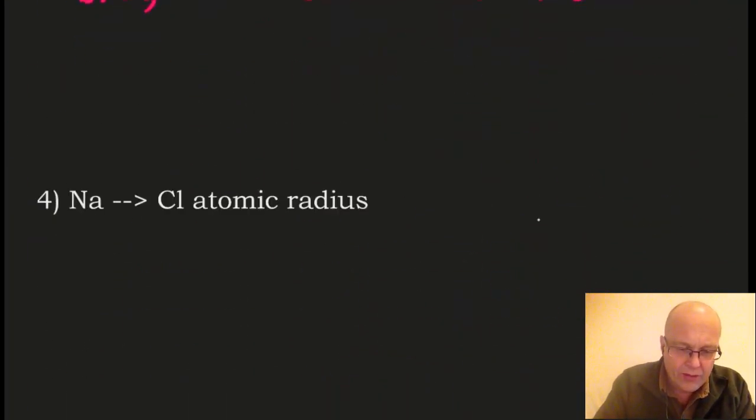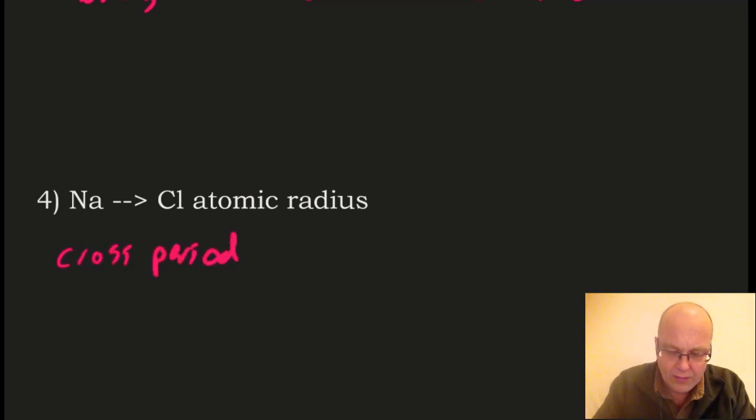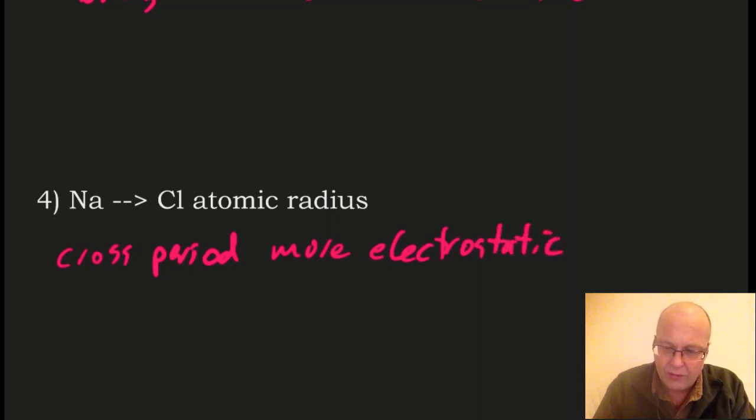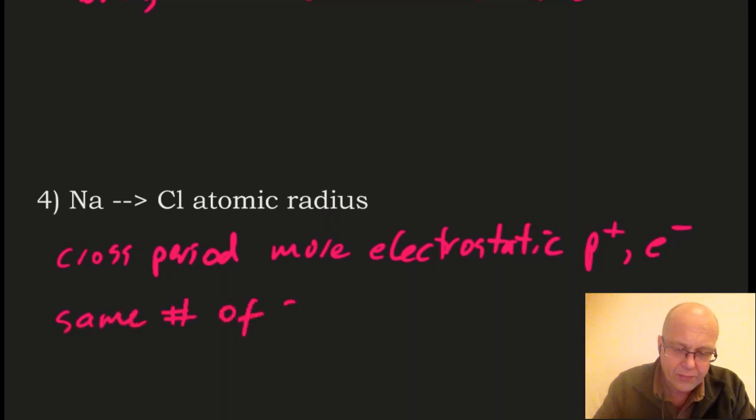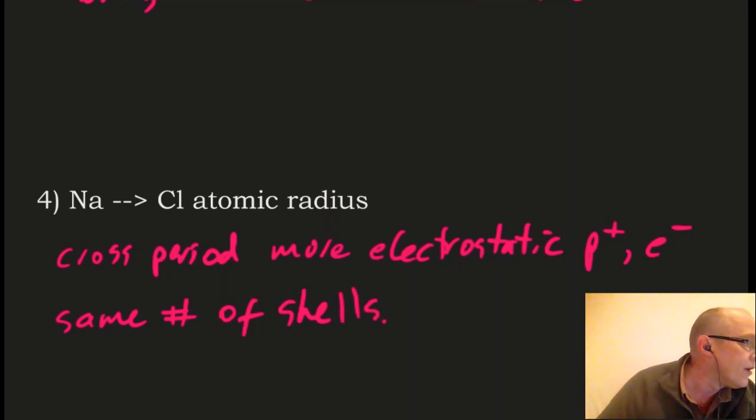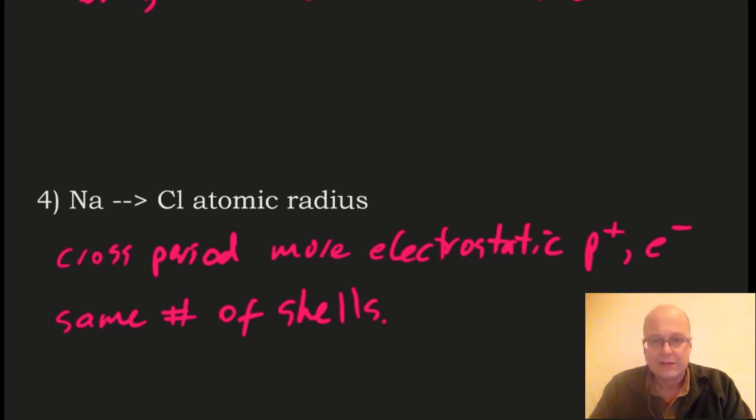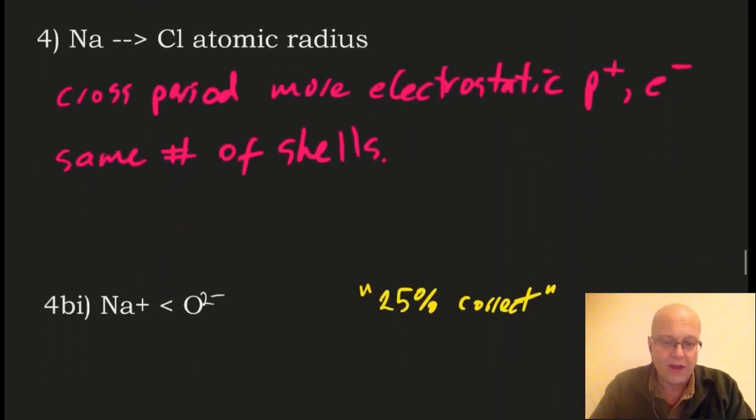So as you cross the period, there's more electrostatic attraction. That's just a clever way of saying plus attracts minus, so between the protons and the electrons. That's the first point. And the second point is there's the same number of shells, or added electrons are added to the same shell. Okay, that's my 2 points there. That comes up most years, a variation of that.